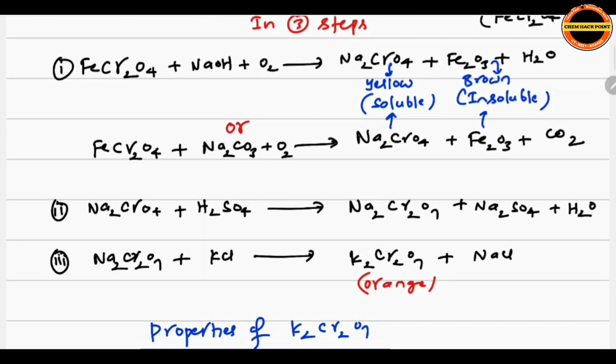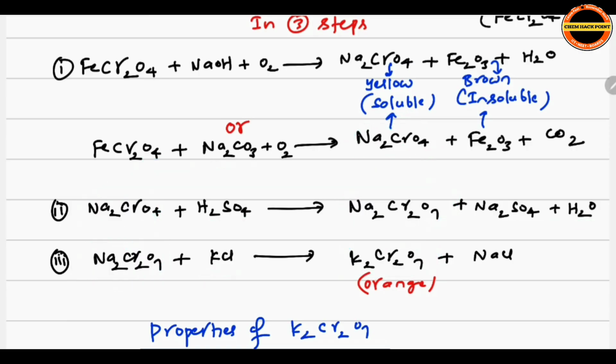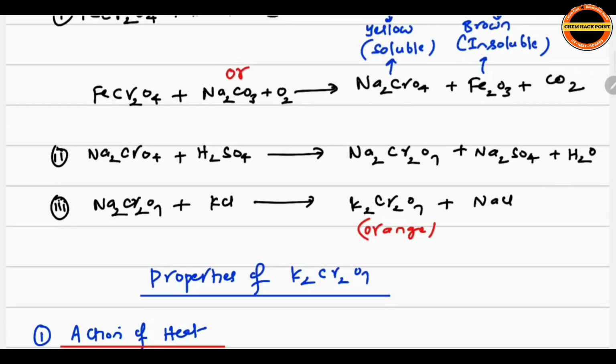Okay. Second step, sodium chromate, whatever we got here, carry forward, react with H₂SO₄ to form sodium dichromate, Na₂SO₄, H₂O. Sodium dichromate reacts with KCl to form K₂Cr₂O₇, which is an orange colored compound. So finally we got potassium dichromate by using 3 steps.